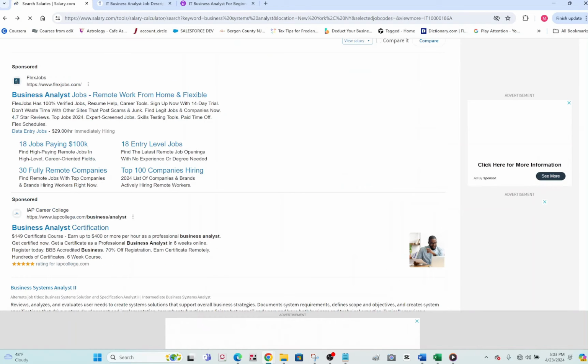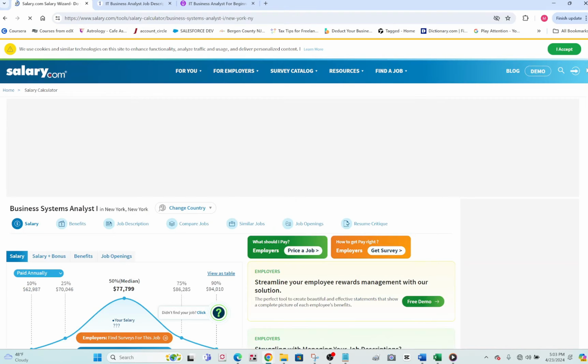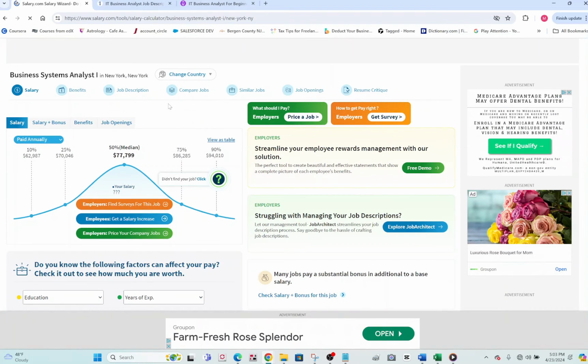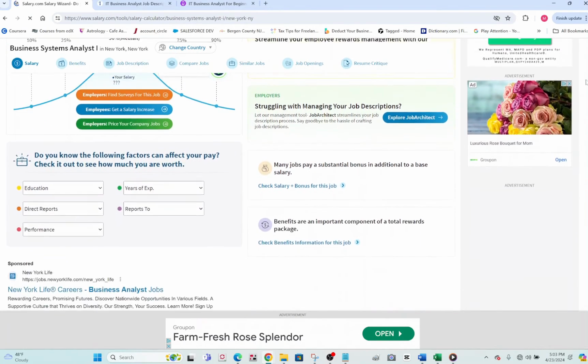So let's look at business systems analyst one. I think I'm gonna go back to a wired connection because it's just not fast enough for me. All right, so in New York, BSA 1, this is 0 to 2 years experience. The median is just under $78,000. As you progress, you'll be going towards this way. This is not bad. 0 to 2 years is entry level.